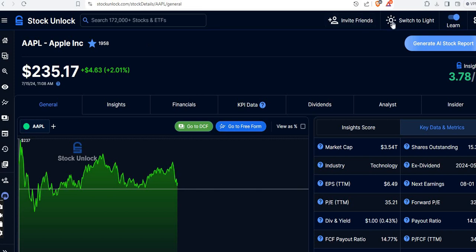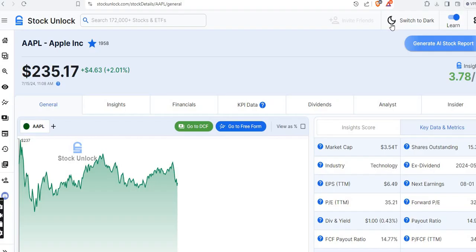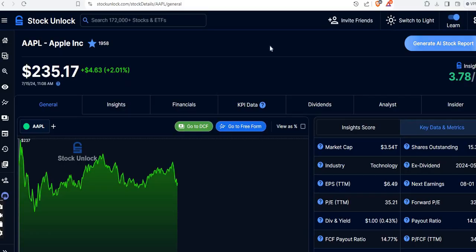First things first here, you can switch to light and to dark. I do keep it on dark just because I think it looks better. You can also invite people. It looks like they do have a kind of a tutorial thing on the right-hand side here. Another new thing they recently added was AI stock reports, although you do have to pay extra for that.